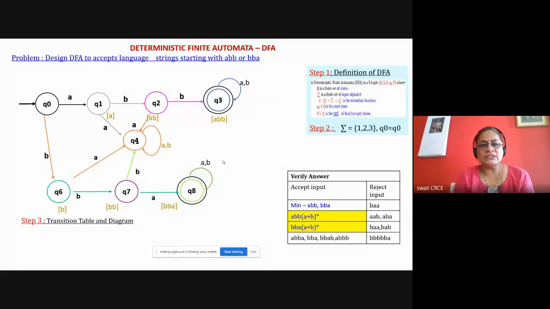Now can anyone suggest how I can reduce a state, or how I can make it a minimized DFA? Can I make any change in this diagram and still the answer will be correct? See this diagram. Can I make any change in this and it will be accepted?